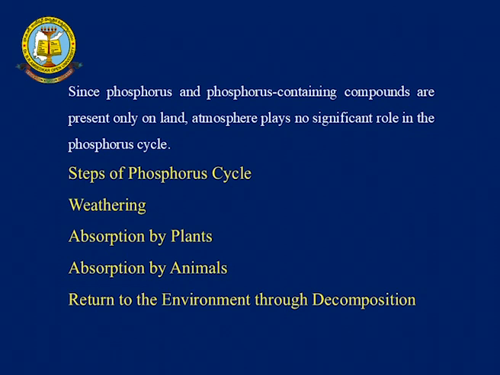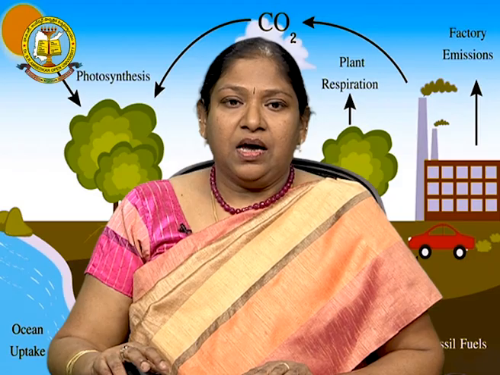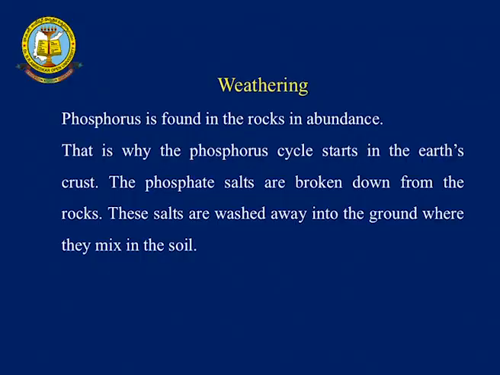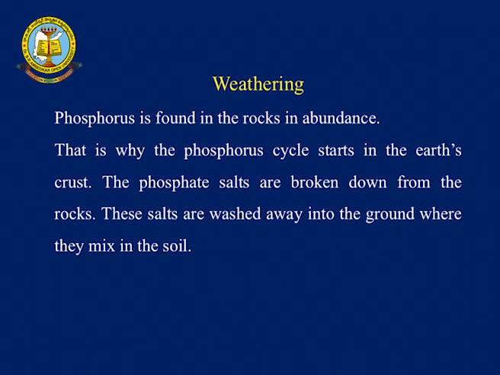Since phosphorus and phosphorus containing compounds are present only on land, the atmosphere does not play a significant role in the phosphorus cycle. Now, the various steps in the phosphorus cycle are weathering, absorption by plants, absorption by animals, and return to the environment through decomposition. Now, let us see one by one. What is weathering? Phosphorus is found in the rocks in abundance. That is why the phosphorus cycle starts in the earth's crust. The phosphate salts are broken down from the rocks. These salts are washed away into the ground where they mix in the soil.